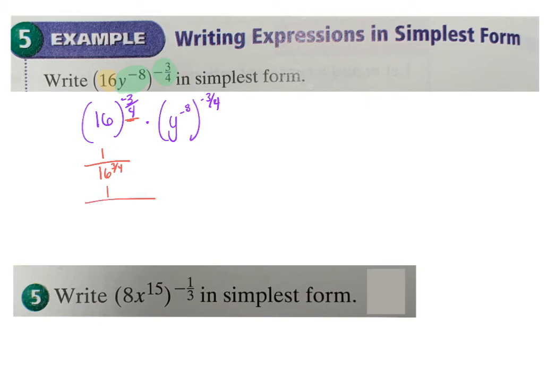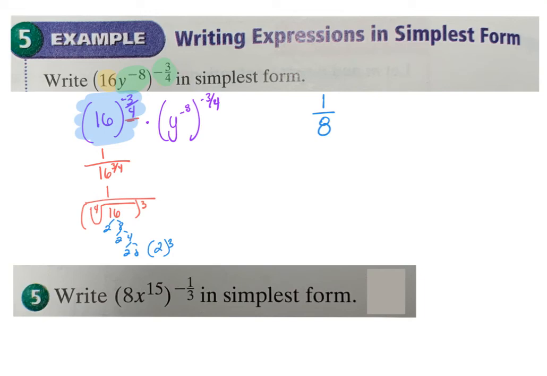So 1 over the 4th root of 16, and I'm going to take that and cube it. All right? So then what is the 4th root of 16? Well, if you don't know, you can do your factor tree, but it is 2. 4th root of 16 is 2. And so I'm going to take that 2 and I'm going to cube it. What is 2 cubed? 8. So this piece of it right here is going to change to 1 over 8. That's that first piece. All right, let's look at the second piece.